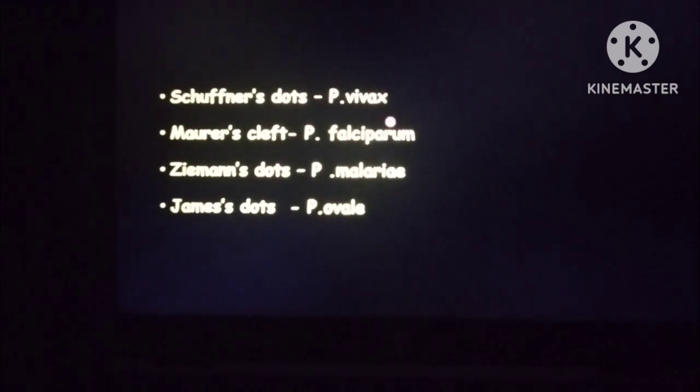Schüffner's dots are usually present in vivax. Schüffner means in vivax they will be usually shuffled. Maurer's spots are in falciparum; you can see Maurer, so Maurer is falciparum. Ziemann's dots are in malariae, and also in ovale and vivax, with James's dots too.